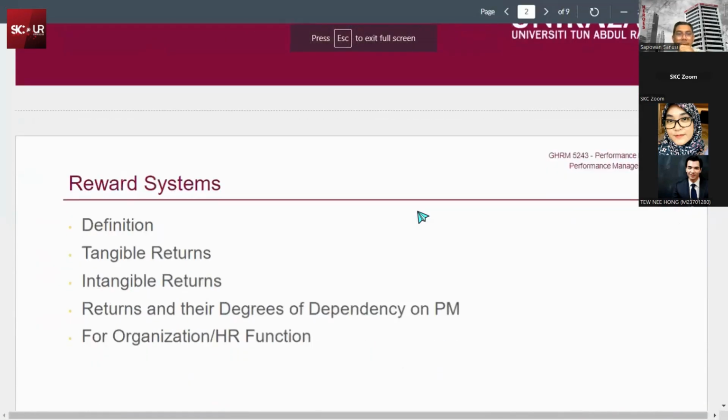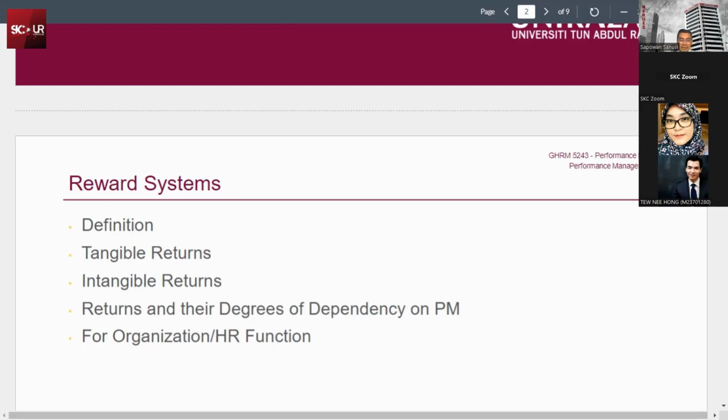Right. So reward system, the definition of the reward system. Most of us will know what kind of reward that we apply in our organization. Some said that reward is one of the instruments for the company to appreciate the effort that the employee performs to make sure that the company can fulfill their goals and achieve their strategy.